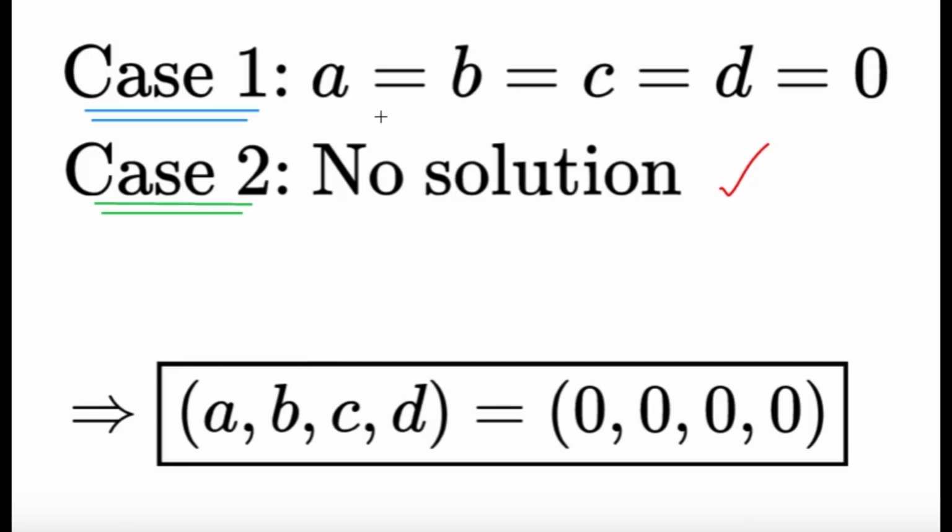So from case 1, a equals b equals c equals d equals 0. And from case 2, we have no solution. So we've covered all possible cases. Therefore, the only possible solution for a, b, c, d is the four-tuple 0, 0, 0, 0. And this will be our final answer.